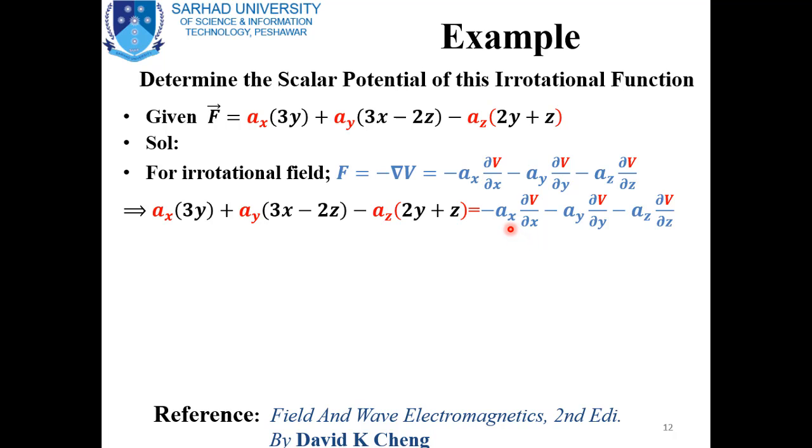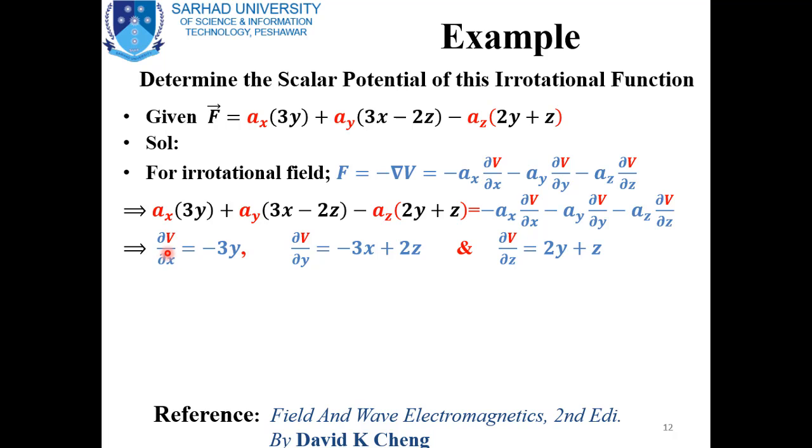And now we will compare the coefficient of ax on both sides. So the coefficient of ax on the left hand side is 3y, while the coefficient of ax on the right hand side is minus del v by del x. And similarly we can also compare the coefficients of ay and az. So del v by del y is equal to minus 3x plus 2z, and del v by del z is equal to 2y plus z.